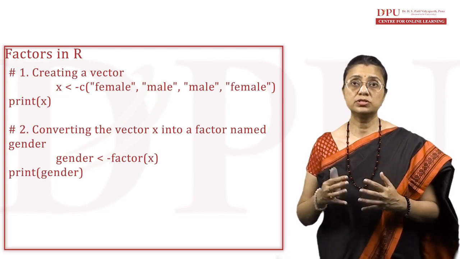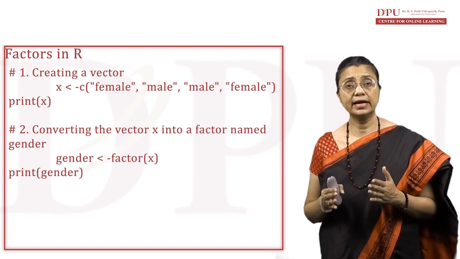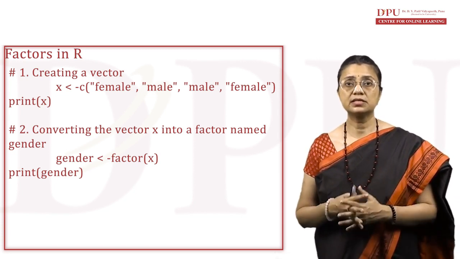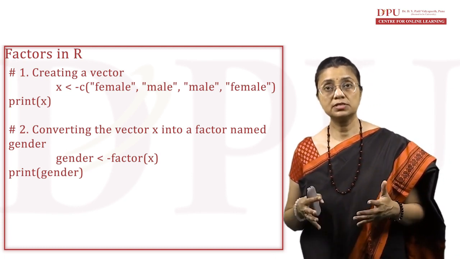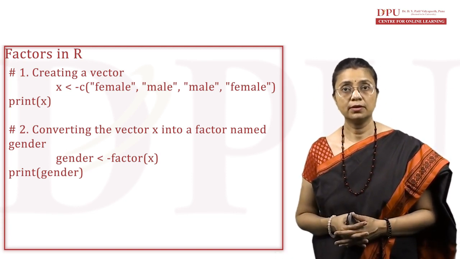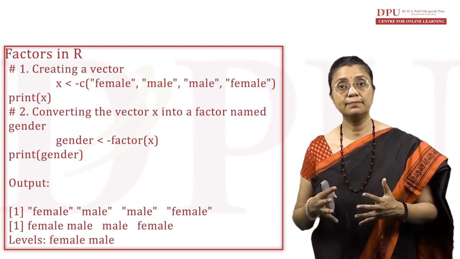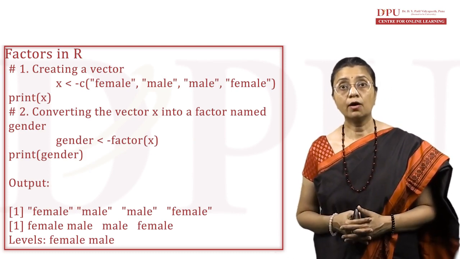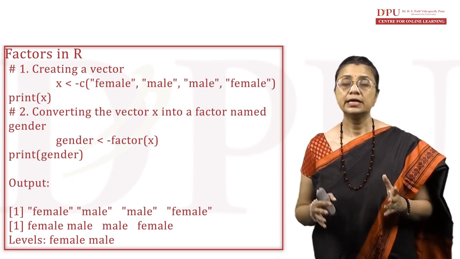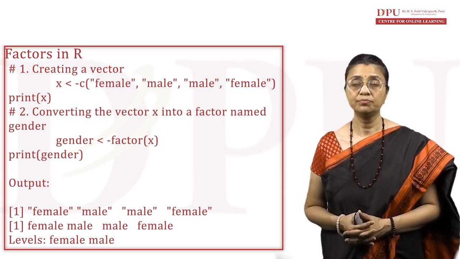So I repeat, the two steps here are, at first I have created a vector, and then finally the vector x which I created is passed as a variable in the factor function, and the factors are stored in gender. You can see here that there are two factors, one is male and the other is female. The output of the vector is female, male, male, and female, but the output of gender is female and male, which means it has taken distinct values and the value which is repeating is taken only once.